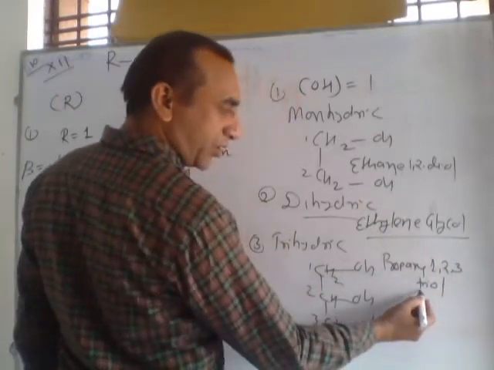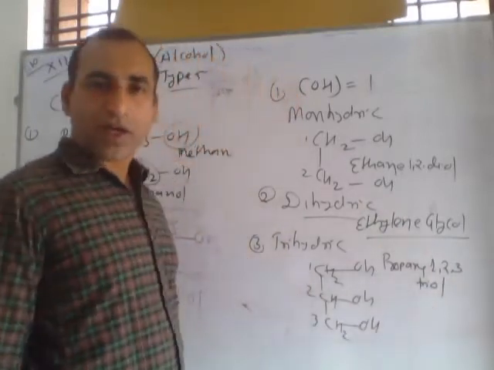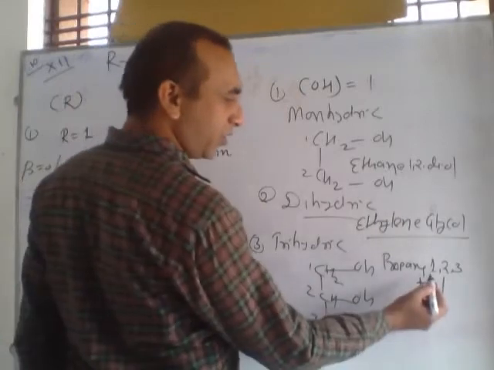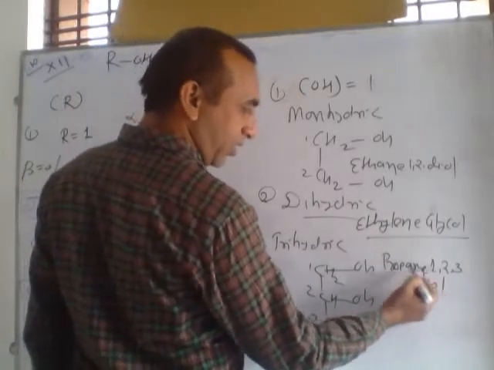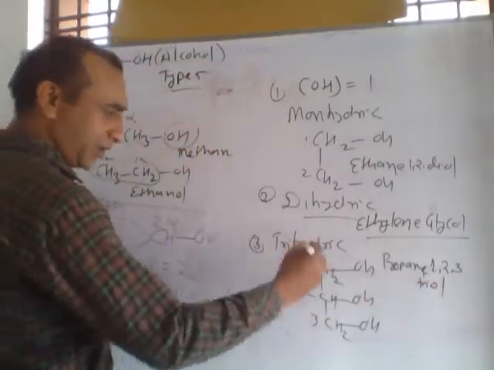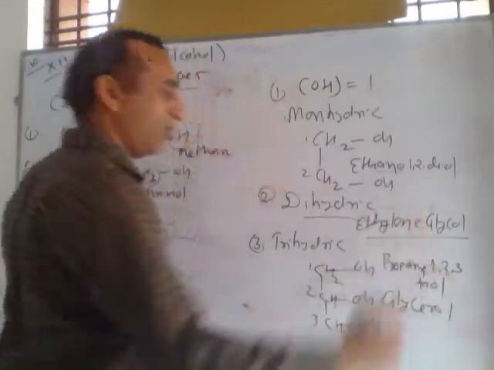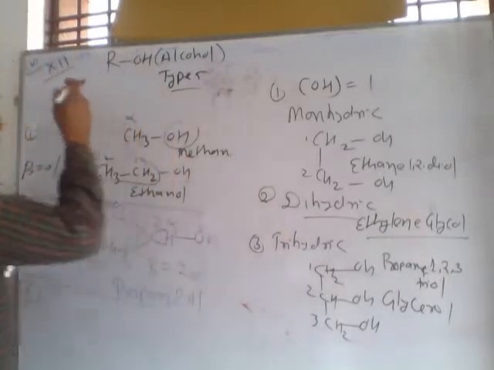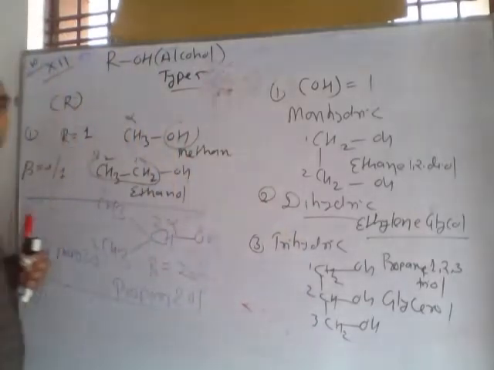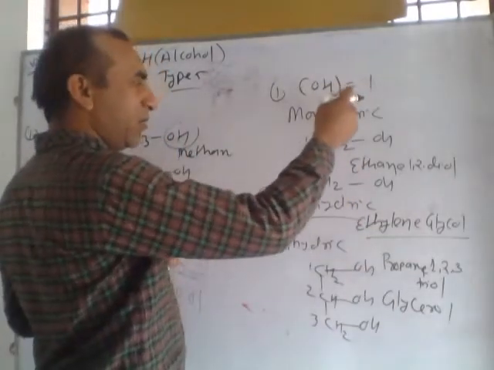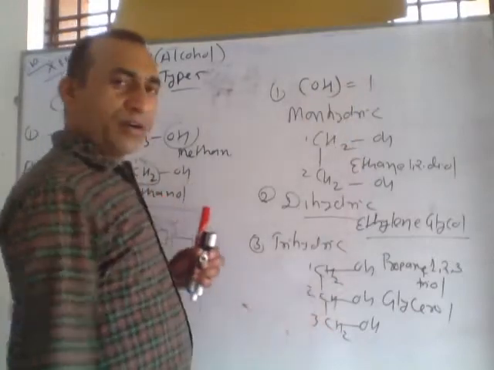Tri-ol. So tri starts with T. T is a consonant. We will not drop the E of propane. Its common name is glycerol. So on the basis of R, alcohols are primary, secondary, tertiary. On the basis of OH, these are monohydric, dihydric, trihydric.